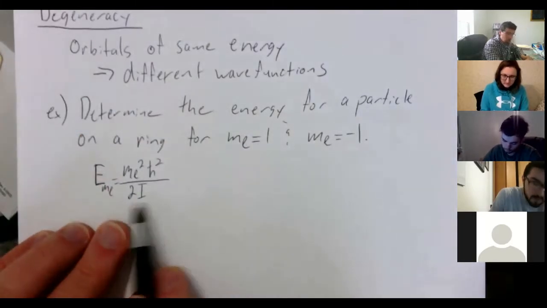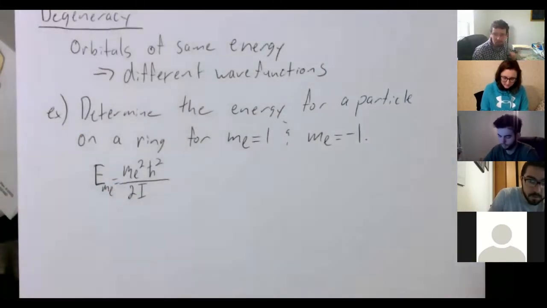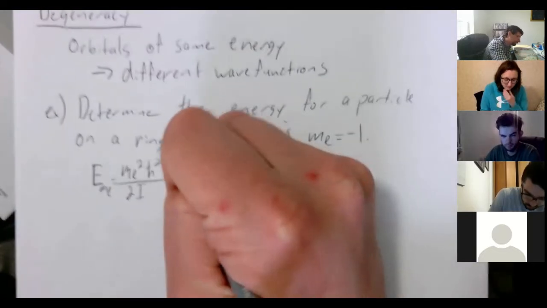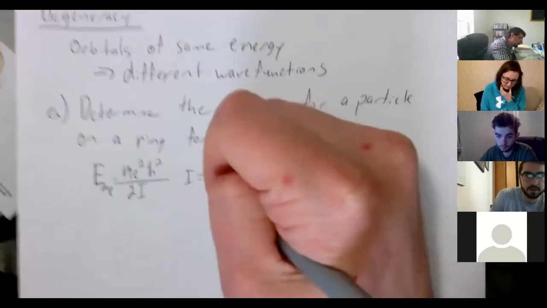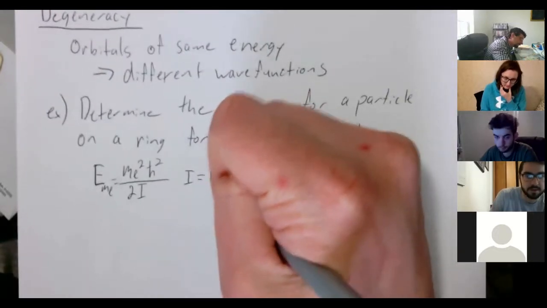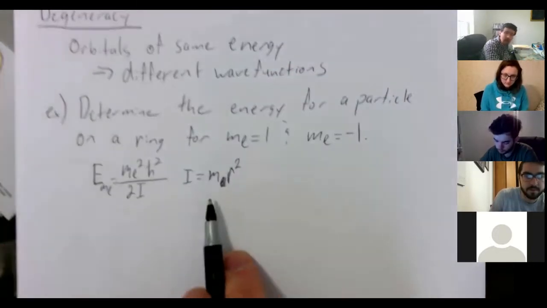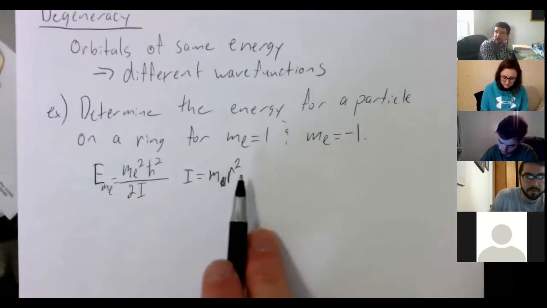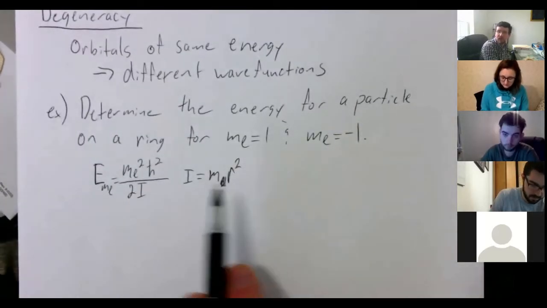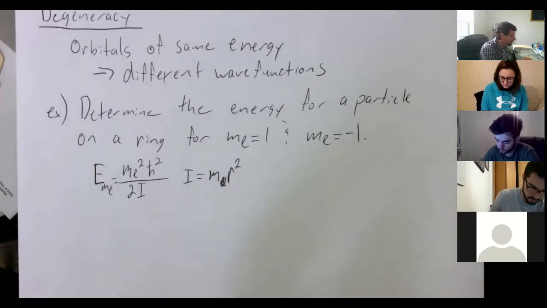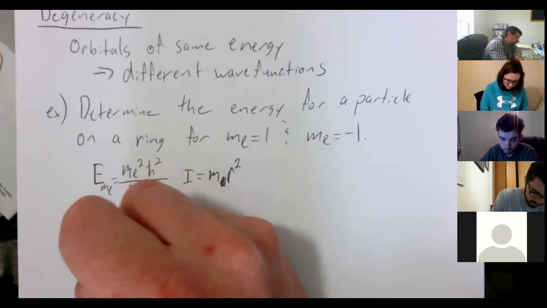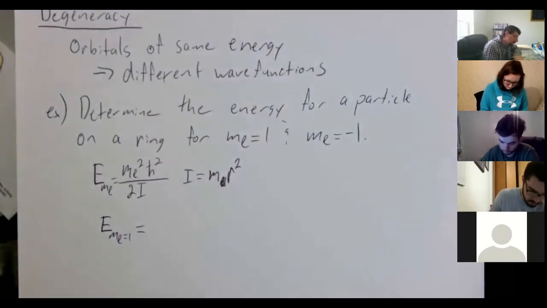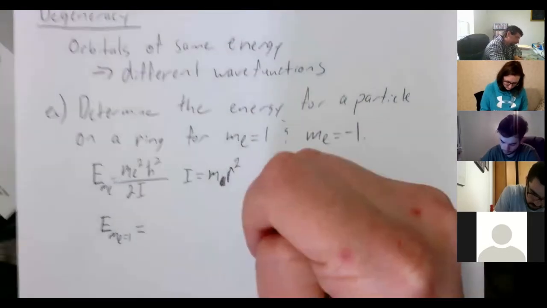And what was I again? That was mr squared, where m is the mass of our particle, and r is the radius at which it's traveling. This is the moment of inertia. Okay, so now let's calculate the energy when ML is equal to 1 and when it's equal to -1.